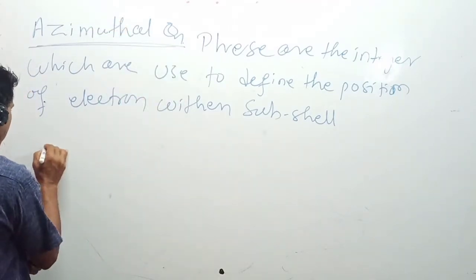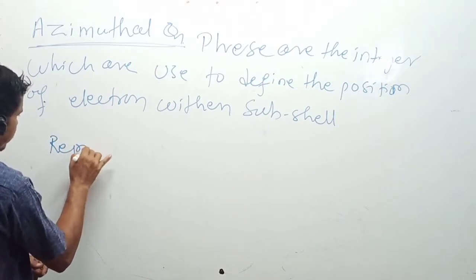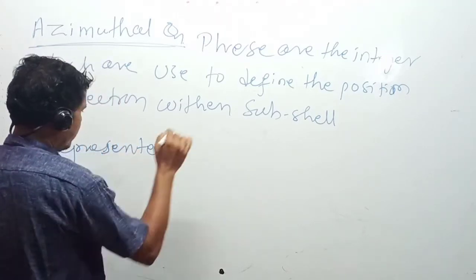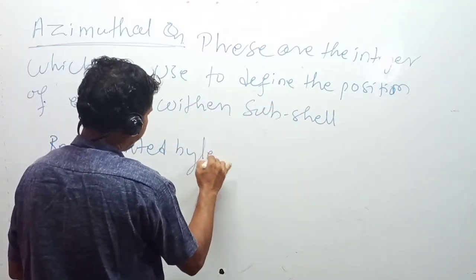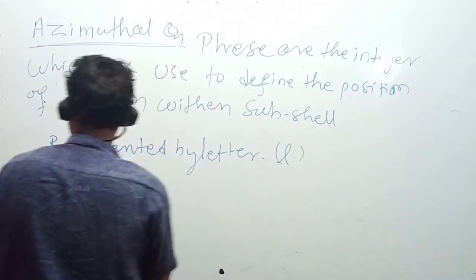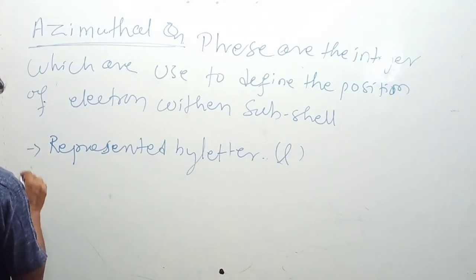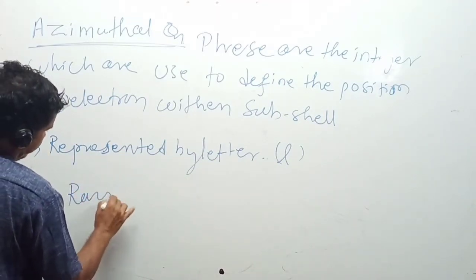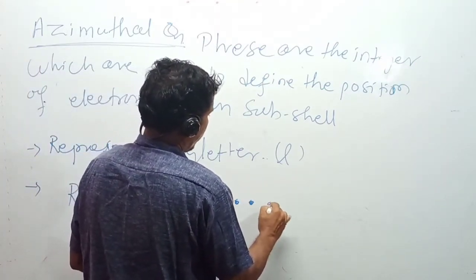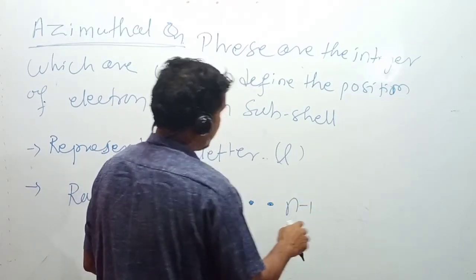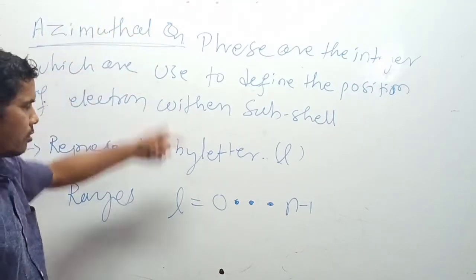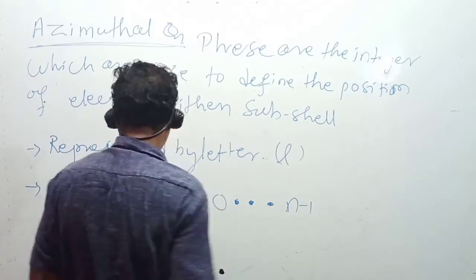So it is represented by the letter small l. This is the representation. Its range is l equal to 0 to n minus 1. That means this azimuthal quantum number, or subsidiary quantum number, or angular quantum number, depends upon the value of n, the principal quantum number, right?